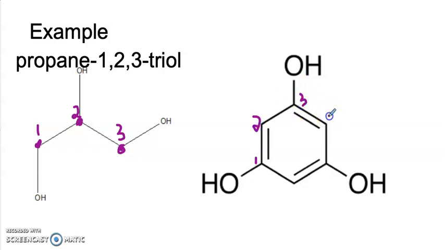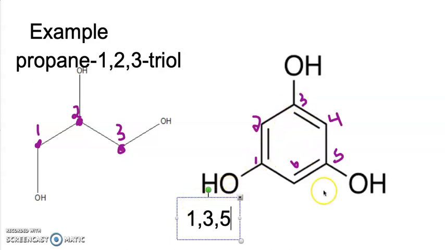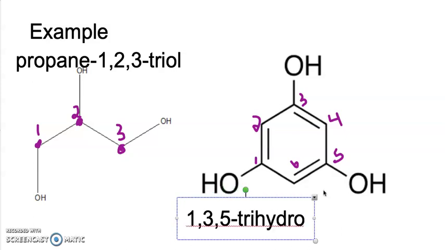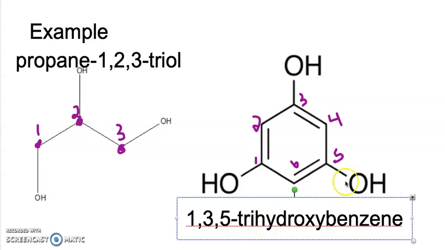Also doesn't matter if you go clockwise or counterclockwise, it's also still going to work out to give you the exact same thing. Okay, so when we do that, naming wise, we have a 1, 3, not a 6, a 5, right? Because this is 1, this is 3, this is 5. Then we're going to have trihydroxy. Okay, tri because there's 3 of them, and hydroxy because 1, 2, 3. And then benzene. So this is a 1, 3, 5 trihydroxybenzene.